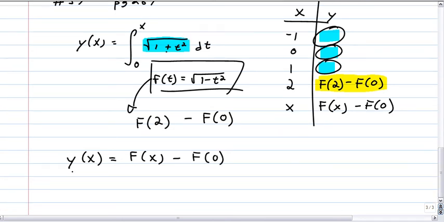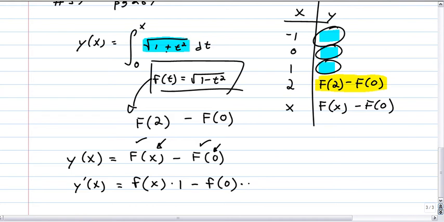If you take the derivative of both sides, you get y prime of x, or just y prime. The derivative of big F of x: the derivative of the outer, the derivative of big F, is little f, evaluated at the inner, times the derivative of the inner. What's the derivative of x with respect to x? Just 1. Minus the derivative of the outer, big F, which is little f at the inner, 0, times the derivative of the inner. What's the derivative of 0? 0. So that piece drops away. So y prime of x is equal to f of x.